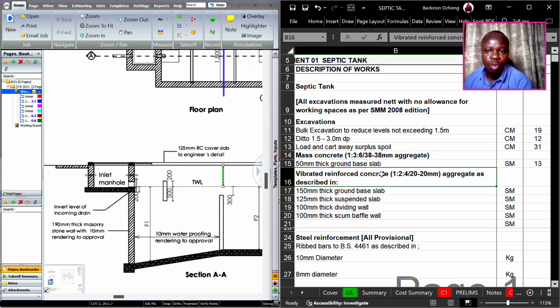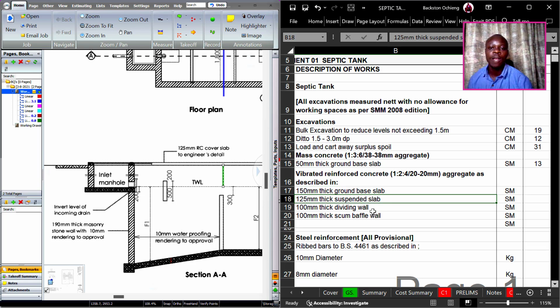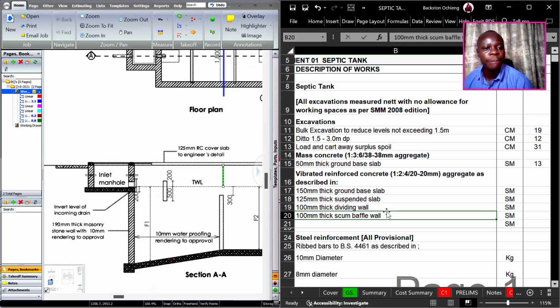The next item we talk about is the structural concrete components. The first of which is a ground base slab, and then the next one is the suspended slab, that is the cover, and then we have a dividing wall and a scum baffle wall. So it's also important we know which is which.